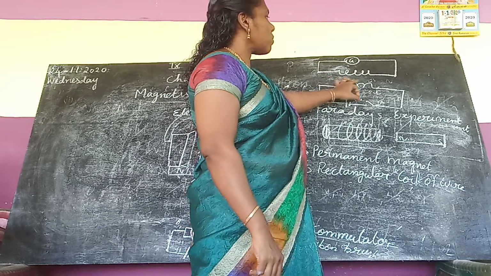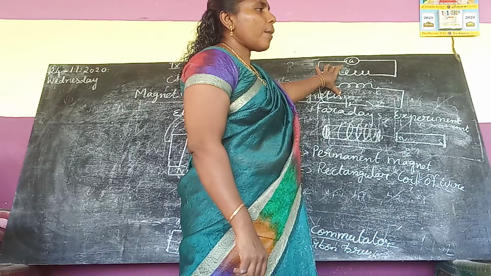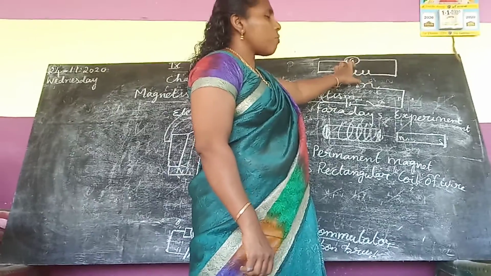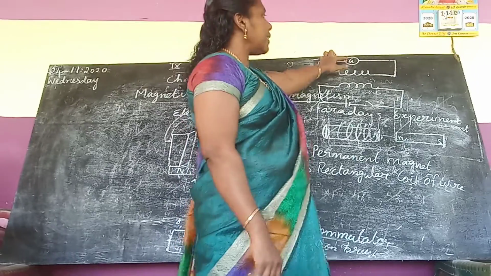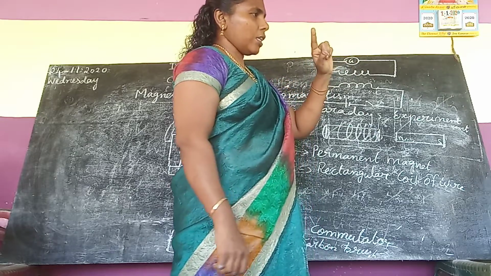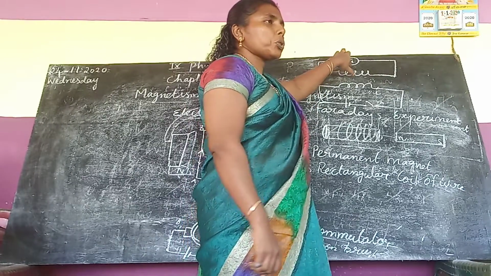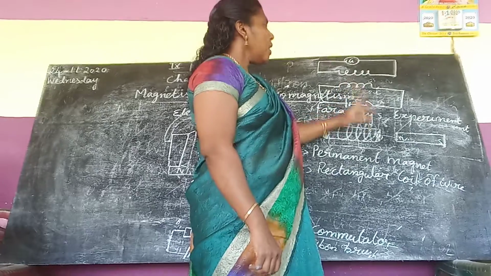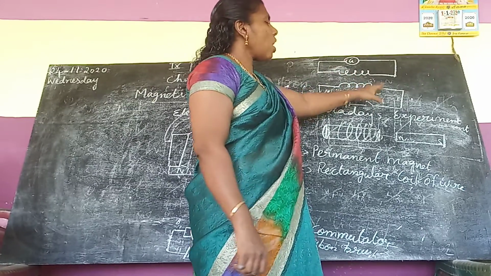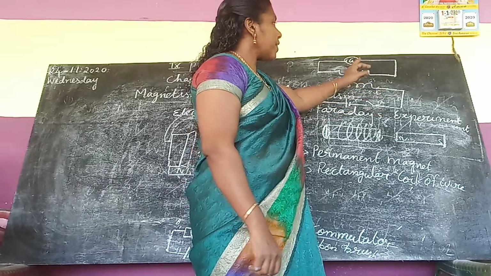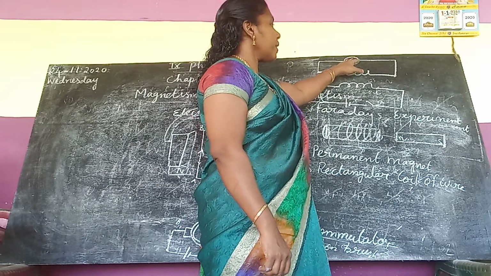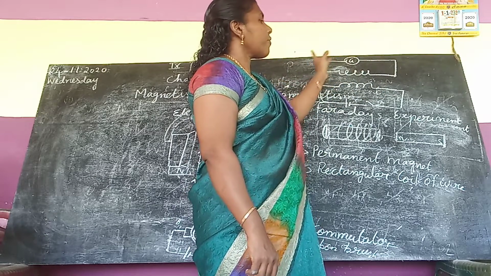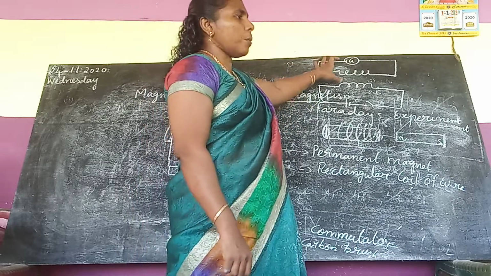When the current flows through this conductor, what happens? When the switch is on, the current flows through this conductor and the galvanometer will show deflection. Deflection means the needle moves here and there. That way we can identify when the current flows through this conductor. When the switch is off, the current does not pass through the conductor, and the deflection goes to the opposite side, back to zero. This is the first experiment.